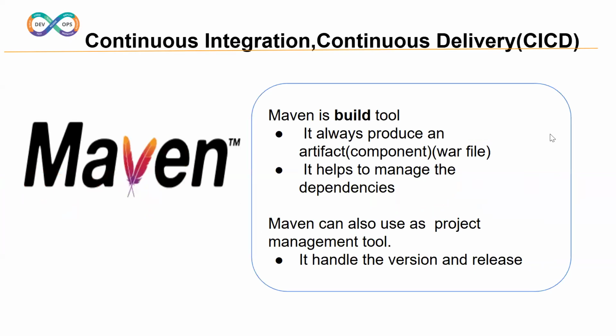Once it is maintained, we are going to build our project with the help of Maven. Maven is a build tool. It always produces an artifact. It helps to manage dependencies. It handles versions and releases also. So Git is a version control, Maven is a build tool.